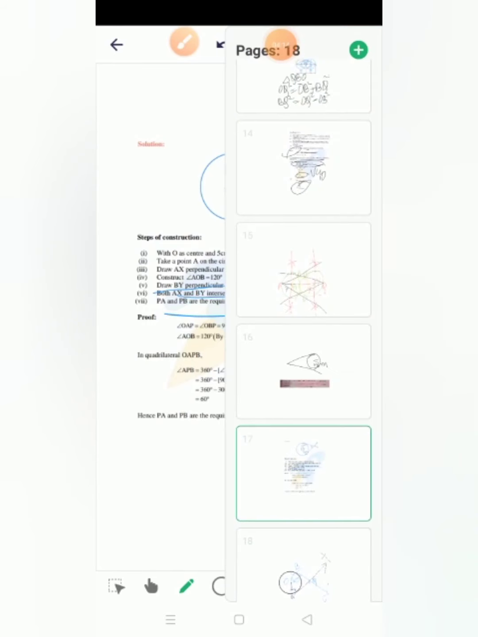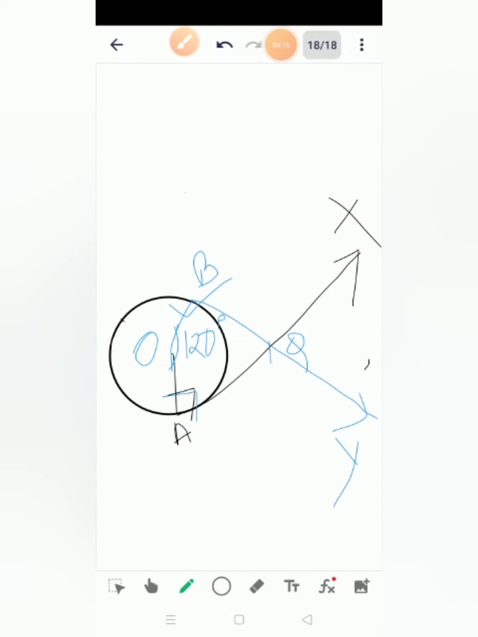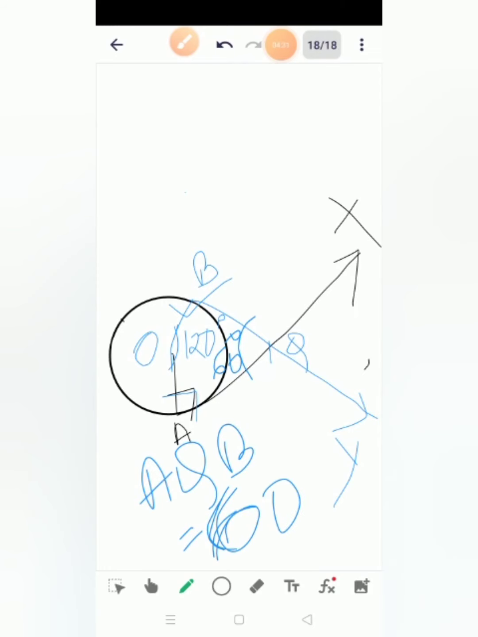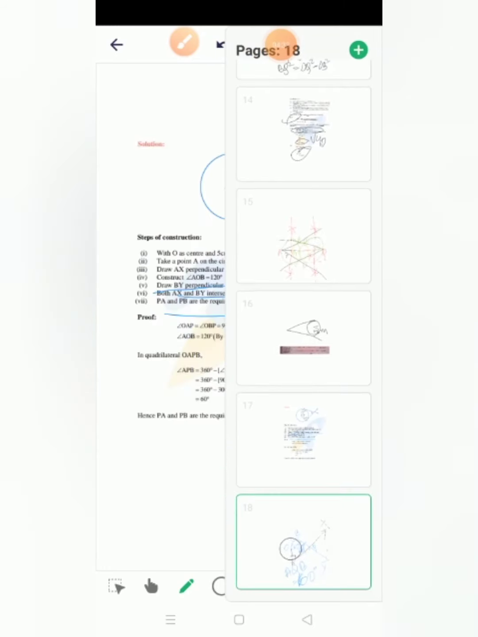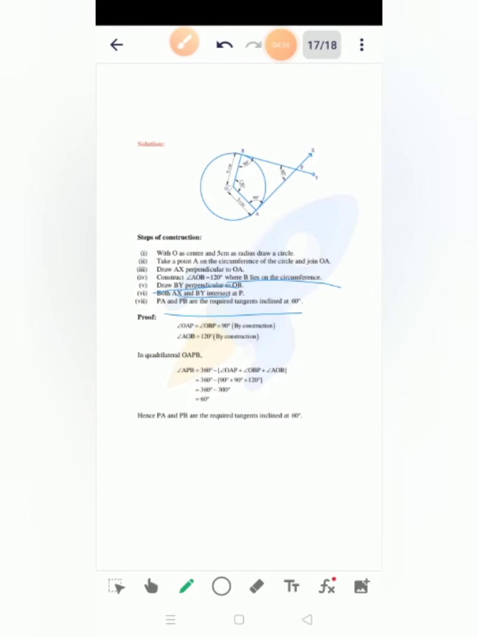So after you have followed the same procedure, you will get this angle as 60 degree. Fine. But you need to follow the procedure. You'll get this angle AQB as 60 degree, hence as the question told us to draw. Yes, this is 60 degree. So for the proof, you can write this.